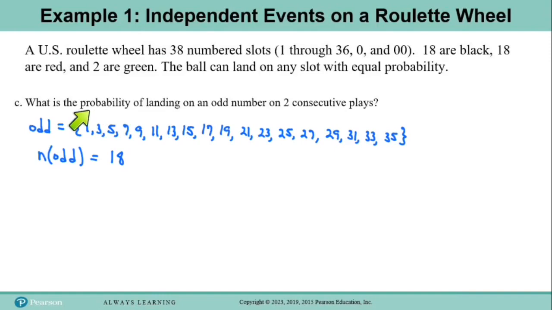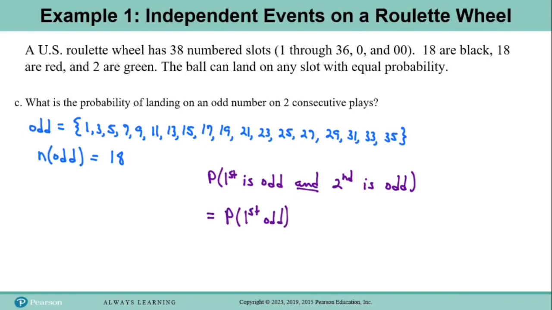Okay, now stating this question in terms of and, we need to find the probability that the first result is odd and the second result is odd. And we also need to ask ourselves if these are independent events. If I get an odd number on the first play, does that affect the probability of getting an odd number on the second play? And it does not. So we can go ahead with our formula. Because this is an and probability, we can say this is equal to the probability that the first result is odd times the probability that the second result is odd.